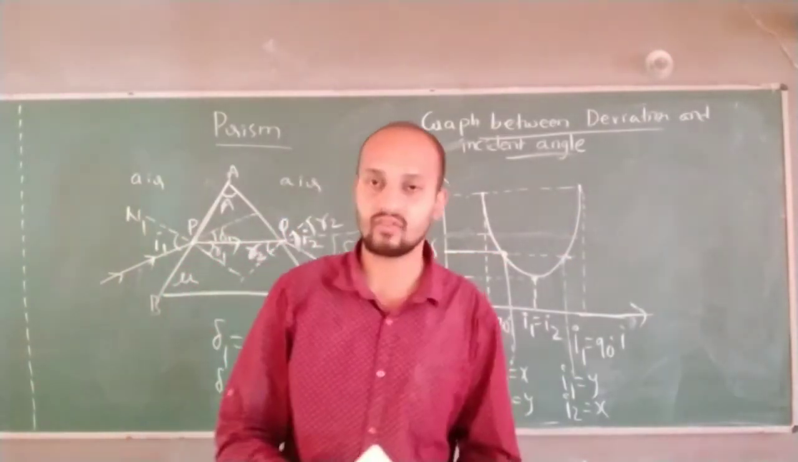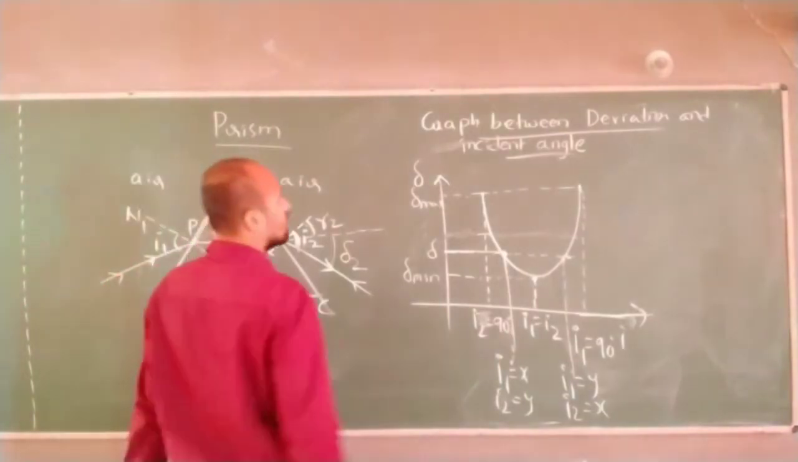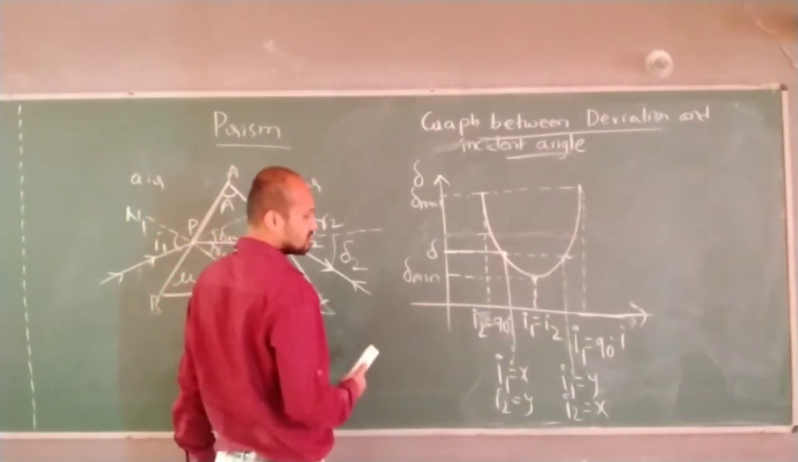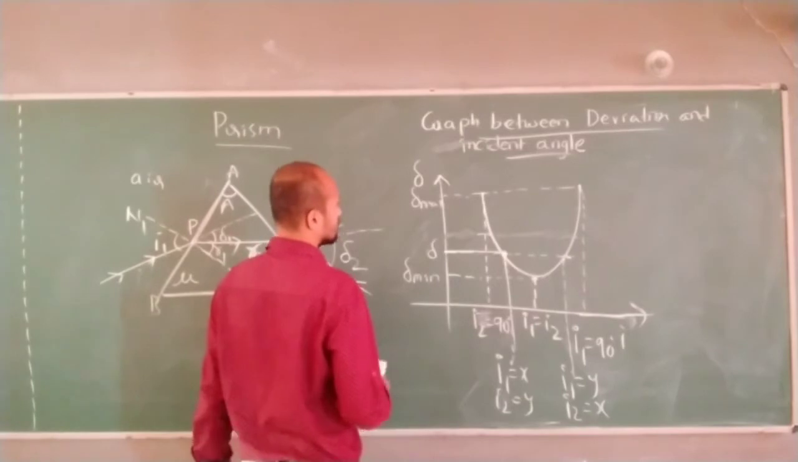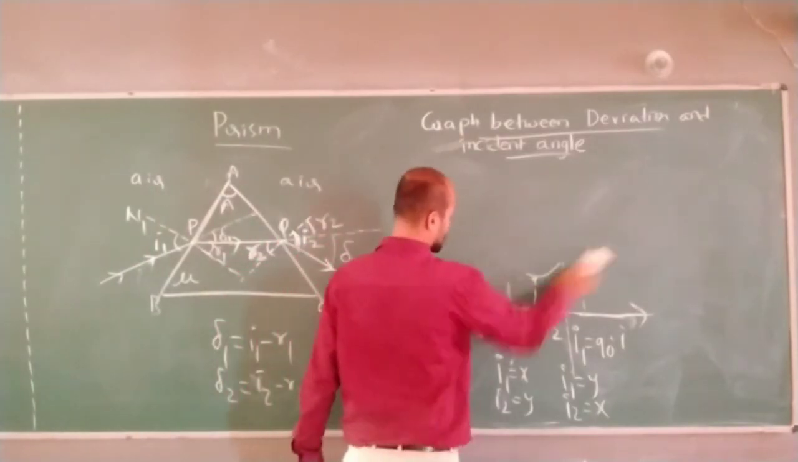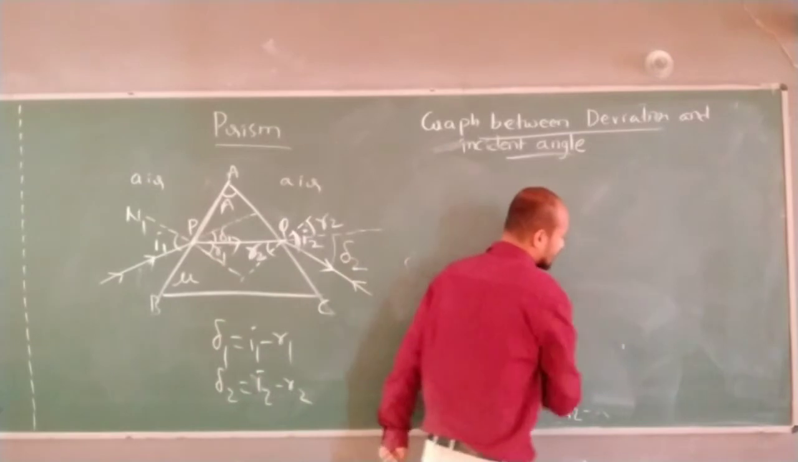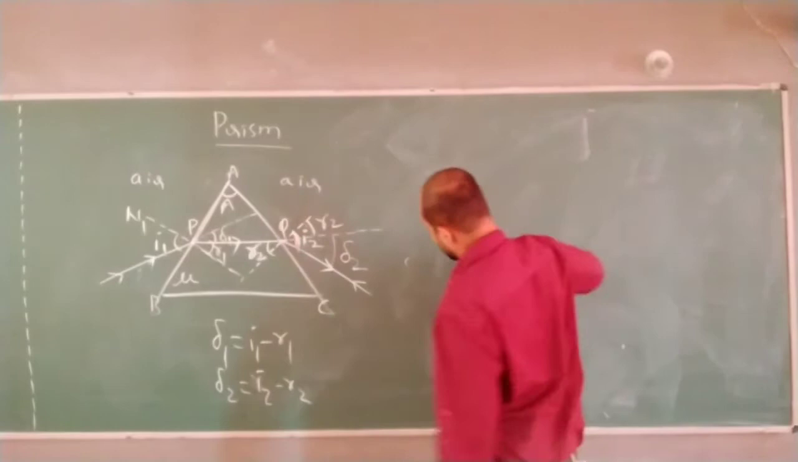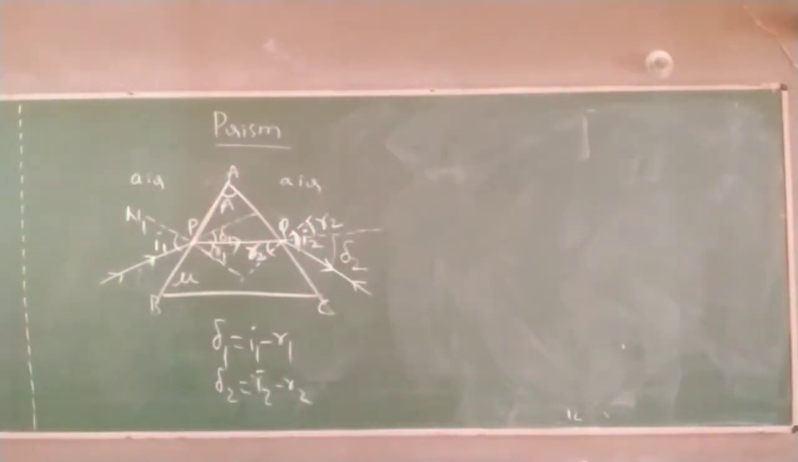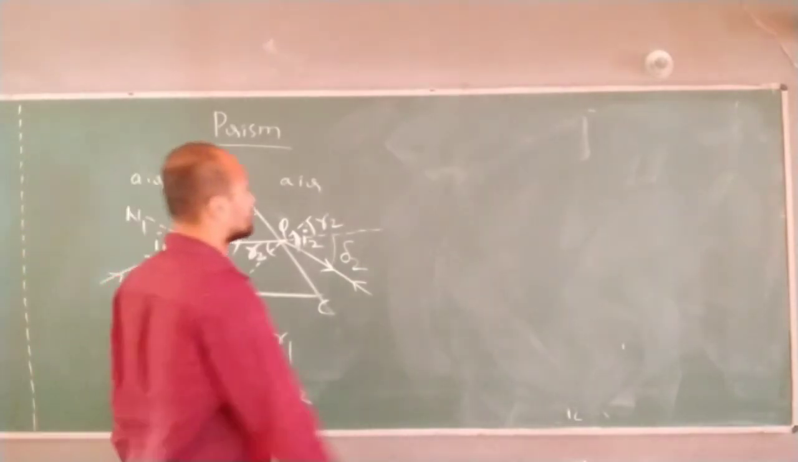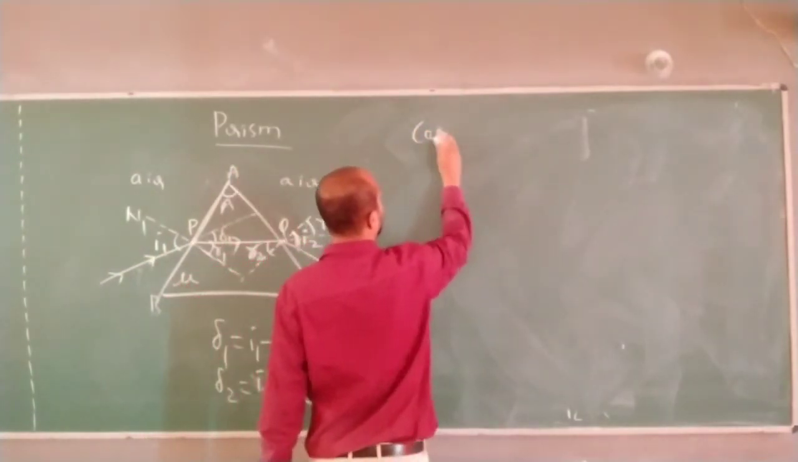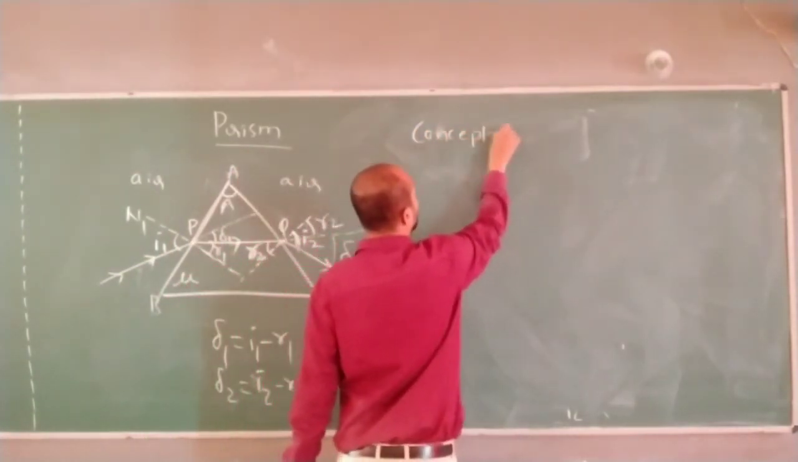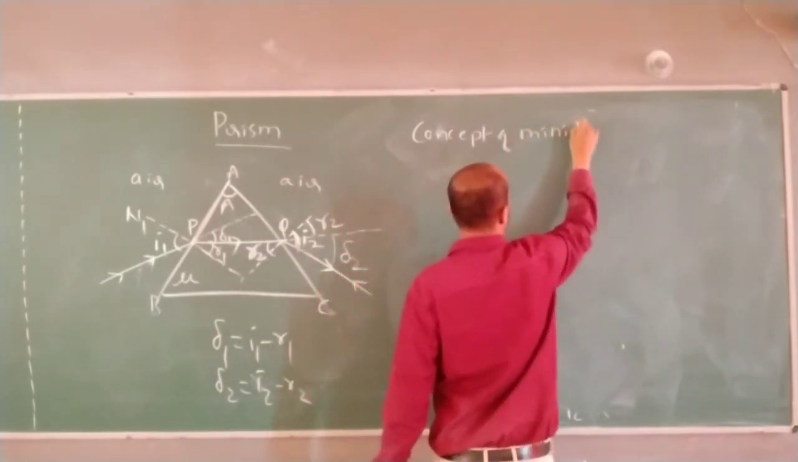I said this before, enough for this. Correct now? Okay? Now we will come to the concept of minimum deviation. I told you to write this graph at a side. Very important graph it is. That is why write it down at a side. Now the concept of minimum deviation.